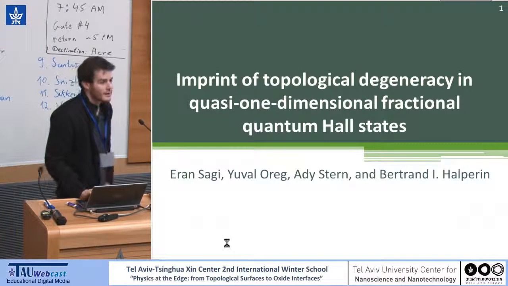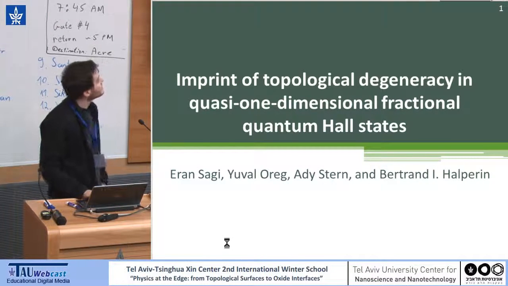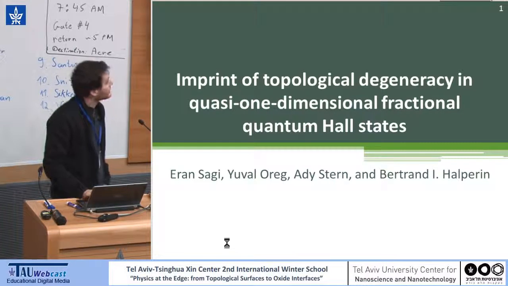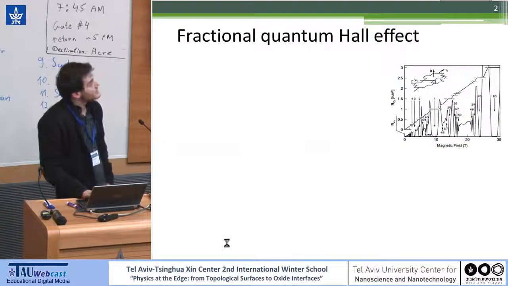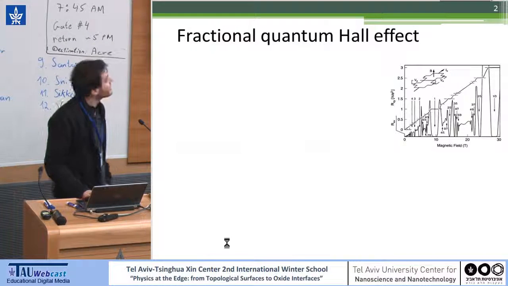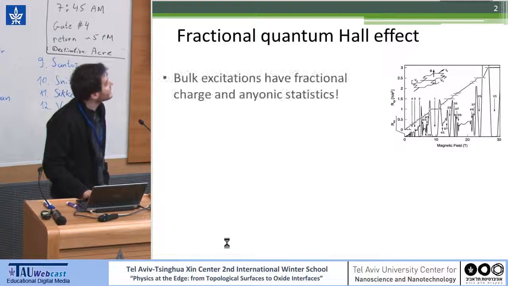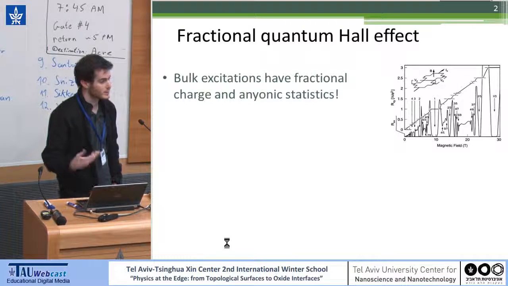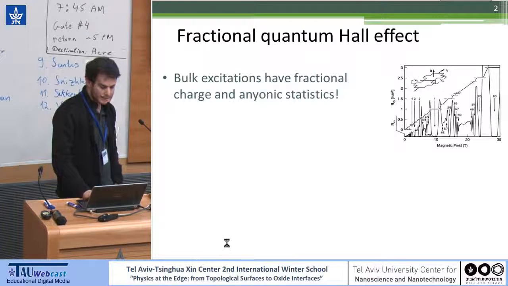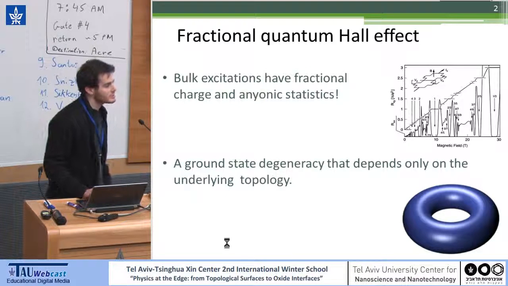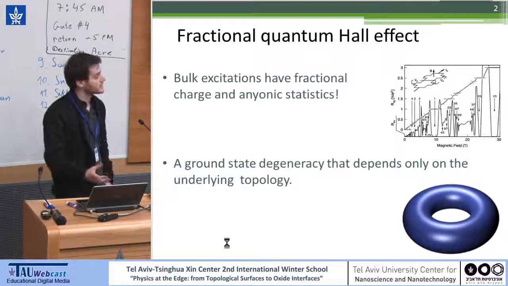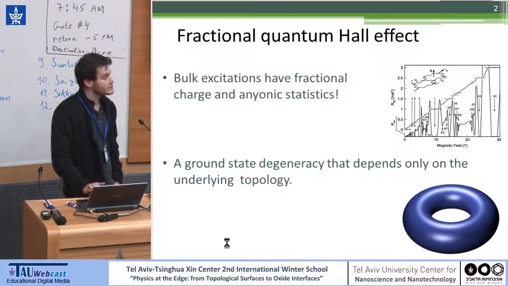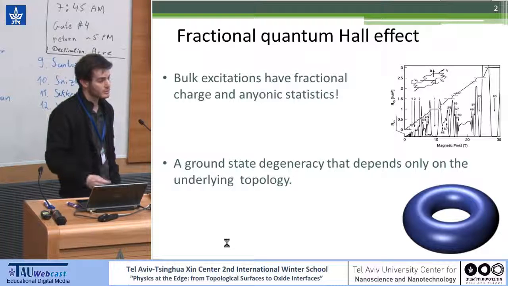Okay. So my name is Aran Sagi, and I'll say a few words about this work done with Yuval Oreg, Adi Stern, and Bert Halperin. The subject is the fractional quantum Hall effect, and one of the most important properties of these systems is the fact that we have excitations that carry fractional charges, but also fractional statistics. That is, we have anyons in our system, and that immediately tells us that if we put our system on a surface of non-trivial topology, such as a torus, it automatically has a ground state degeneracy, and this degeneracy depends only on the underlying topology.